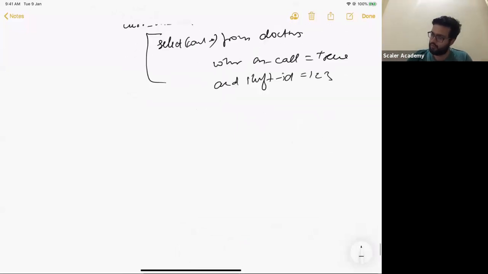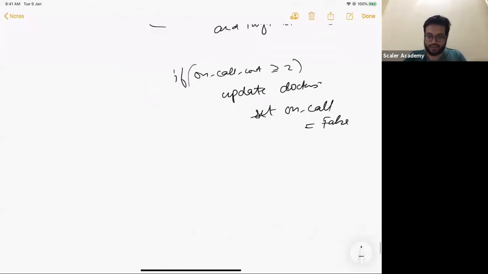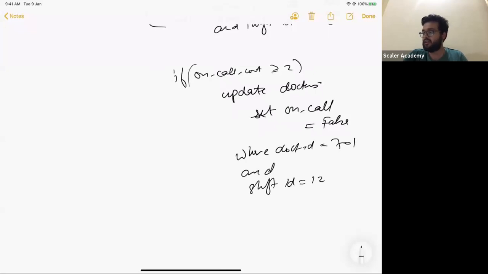Now you will check if on call count is greater than or equal to 2. If that's the case, you will say, hey man, I would want to update the doctors table. And I would want to set on call is equal to false. Hey man, this doctor is not available. Which doctor? Where doctor ID is equal to, let's say, 701 and shift ID is 123.